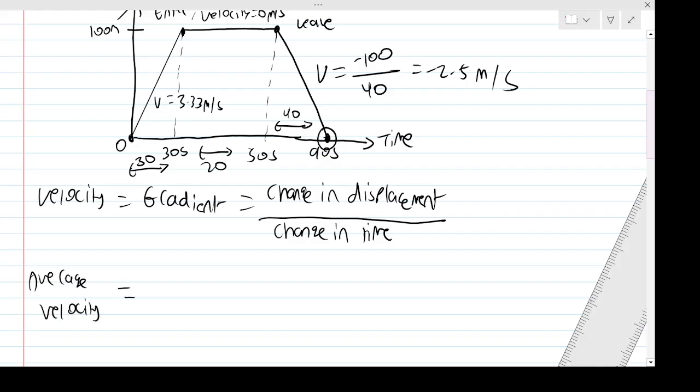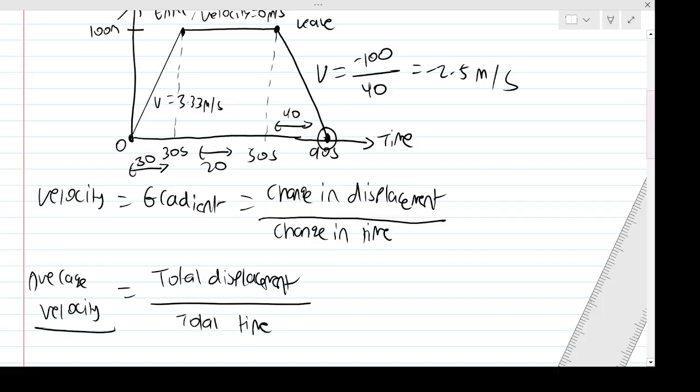Now average velocity, you might be familiar with distance, speed and time, and that speed is distance over time. Well, velocity is kind of like speed, so instead of just distance, it's going to be displacement. So we want the total displacement over the total time. Okay, and what I mean by this is the average velocity throughout the whole journey.